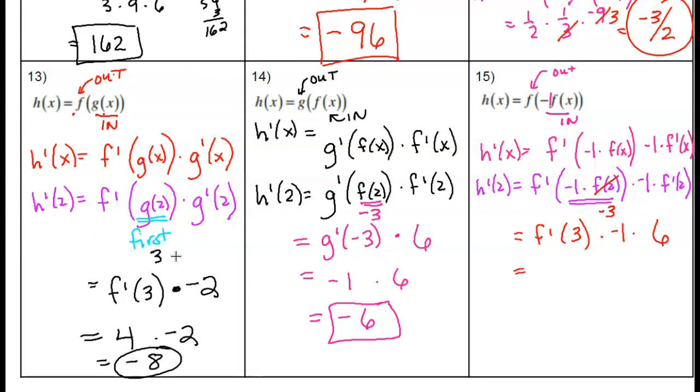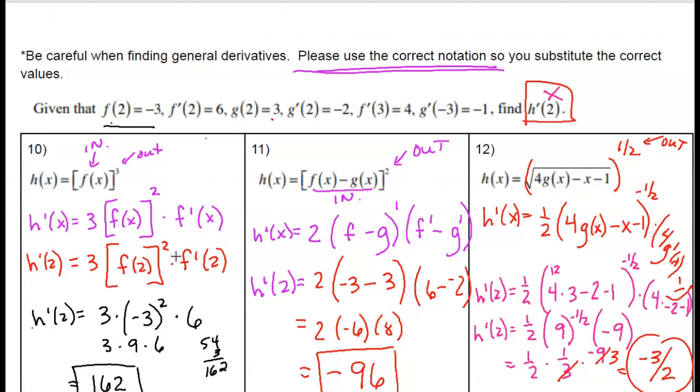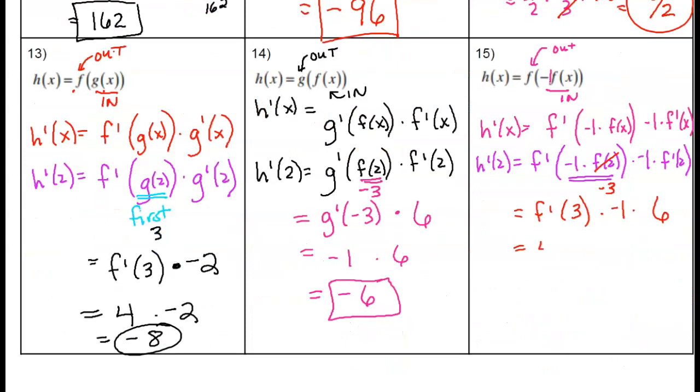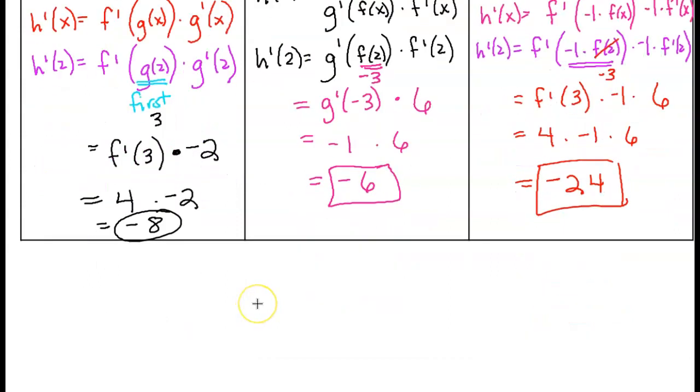So f prime of 3 is 4 times negative 1 times 6, which is negative 24. Okay. All right. So you give yours a go and see how you do.